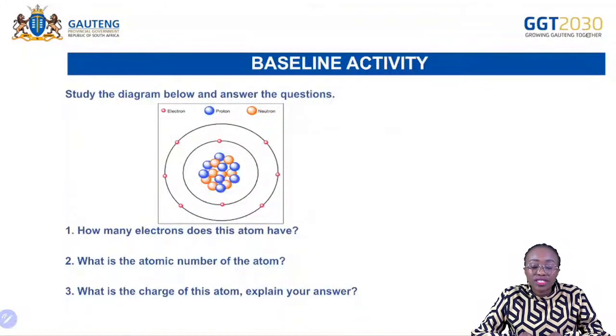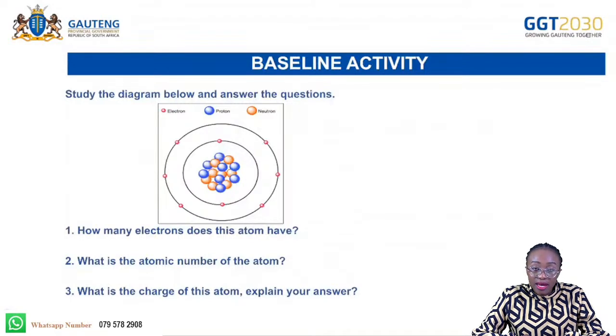Welcome back, learners. Now let's answer the questions together. You are required to study the diagram and answer the question. The diagram shows an atom with our key there: electrons are the red circles, the blue circles are the protons, and the orange circles represent neutrons.